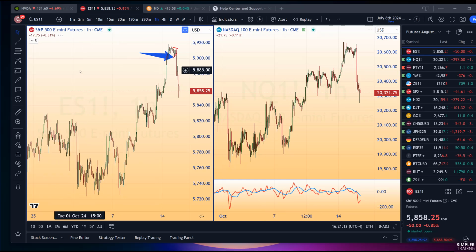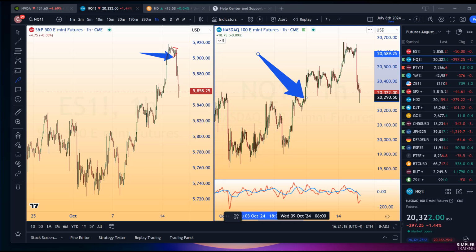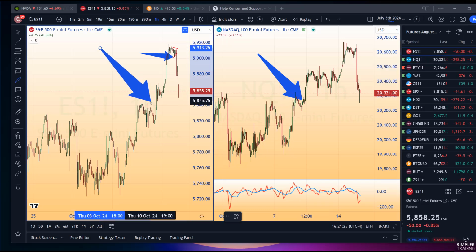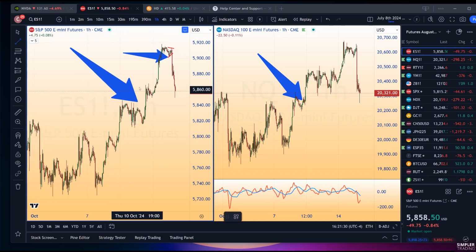As you see, the NASDAQ took off from over here. So if you look, that's October 9th, 10th, right in that area. So where would that put the S&P? That would put it in this zone. Right in here. Well, guess what? It almost went there.